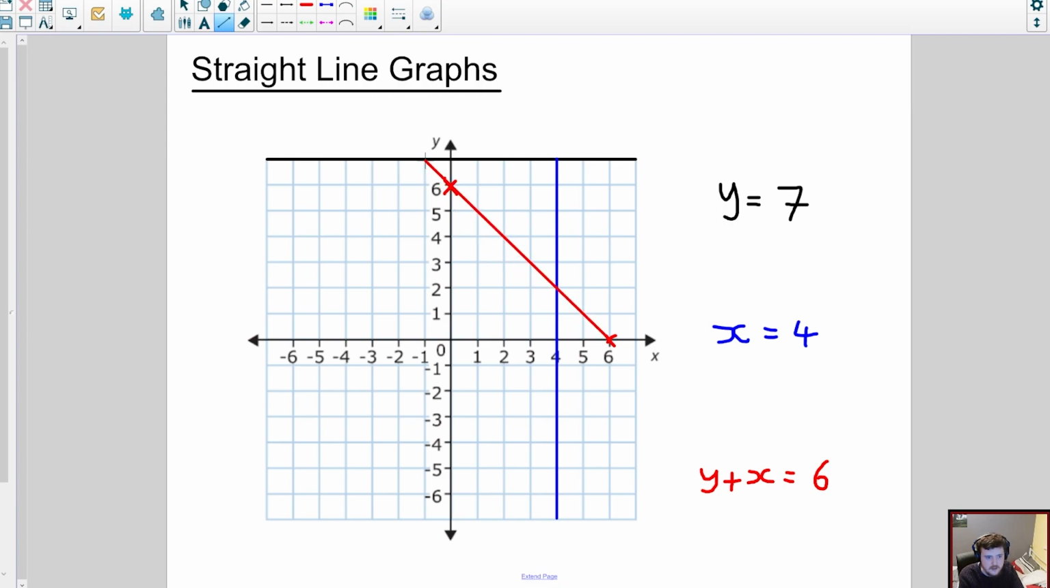And so what we've got is a red line that we can draw like this, connecting the points, and I can keep extending it out into infinity like this. And so we can check our answer and say, well, if x is 0, then y is 6. If x is 1, then y must be 5 to make 6, and so on and so on. And we'll have a diagonal line that looks like this.